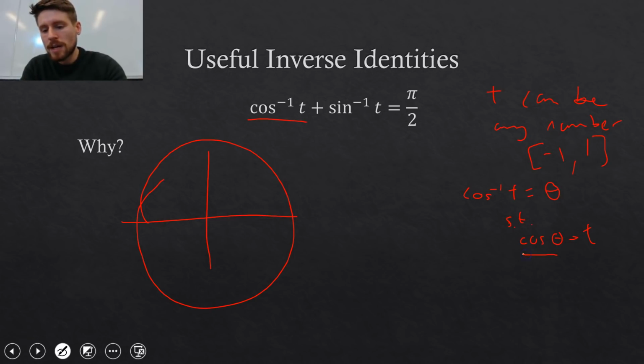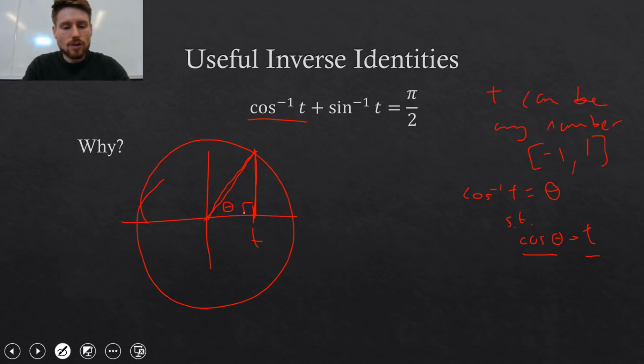Remember, cosine being t means the x-coordinate is t. So let's just pick a random t. Let's say t is here, for example. That's a random positive t. And so cosine of theta is t means the x-coordinate is t. That's why I chose t on my x-axis, because it's the x-coordinate. So we're going to draw the angle in for theta. This angle is theta.